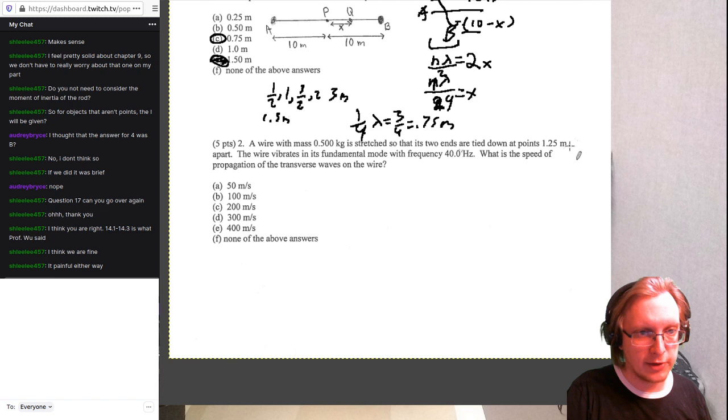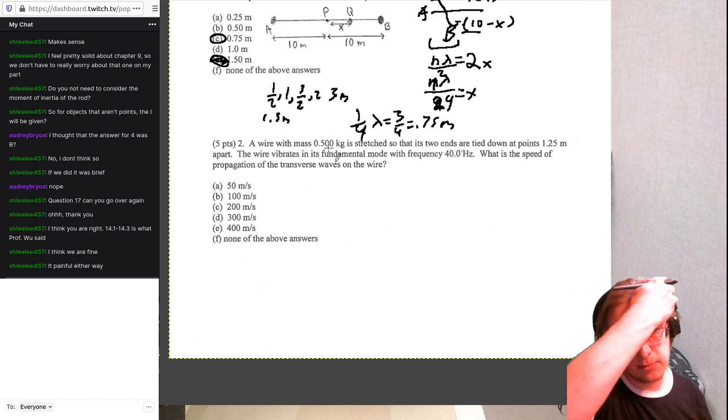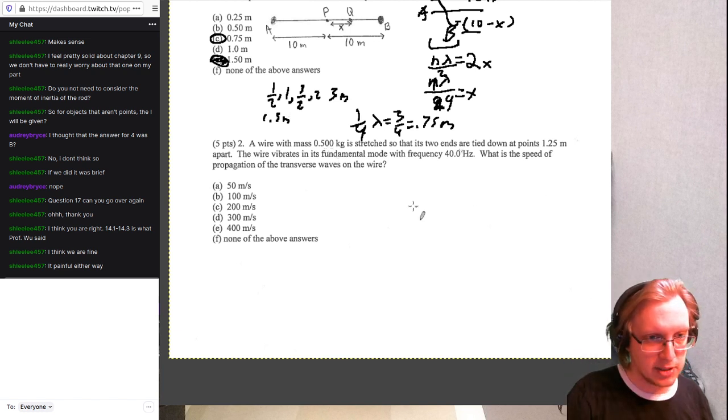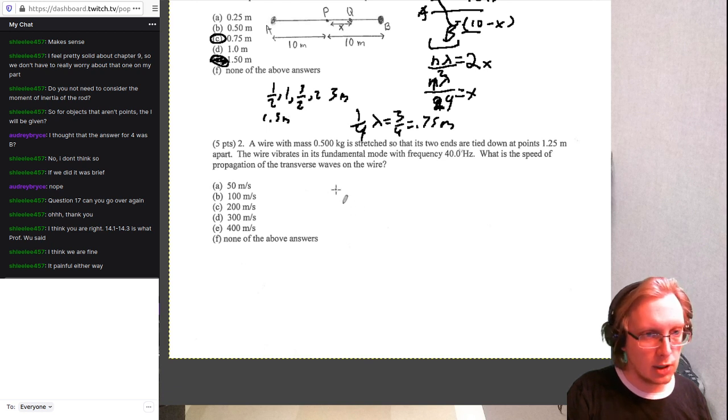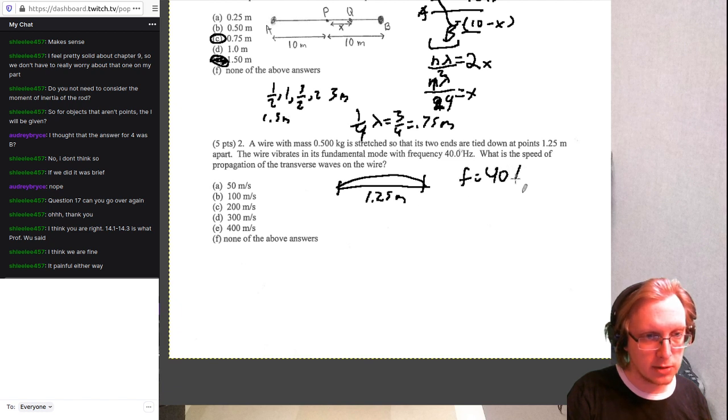So we have a standing wave here, yeah? I don't think we need to know what the mass of this thing is. But that's a fairly heavy wire. Alright, so we have that from here to here, fundamental mode. So it looks something like this. This is 1.25 meters long. We're told that f is equal to 40 hertz. We need to know speed.